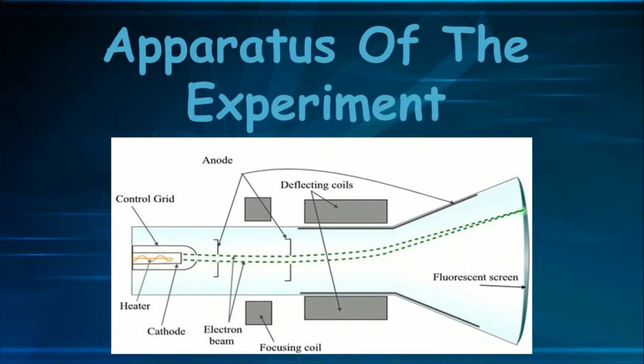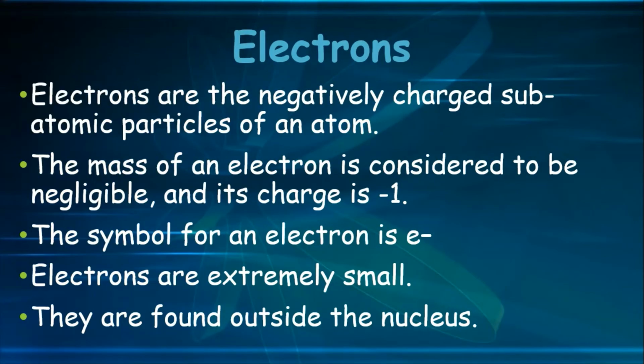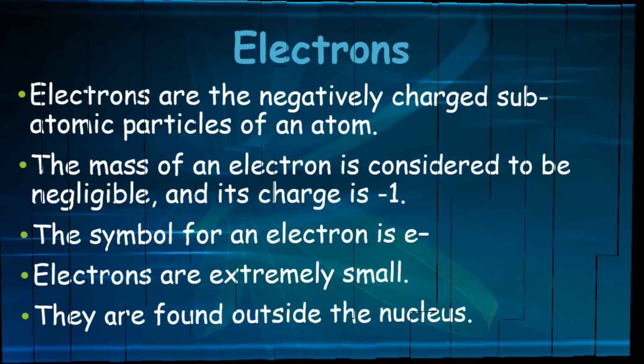This is the apparatus of the experiment. Electrons are the negatively charged subatomic particles of an atom. The mass of an electron is considered to be negligible and its charge is -1. The symbol for an electron is this. Electrons are extremely small. They are found outside the nucleus.